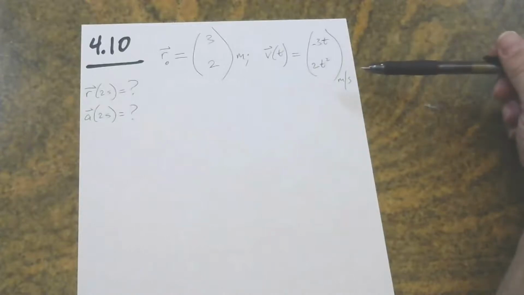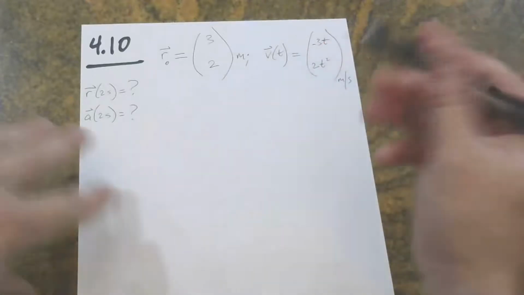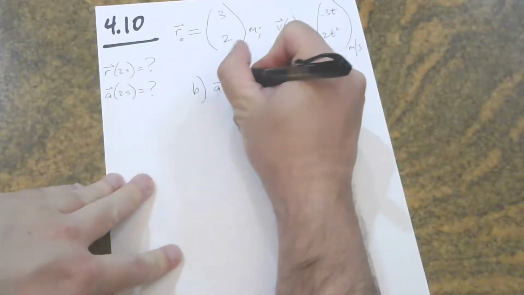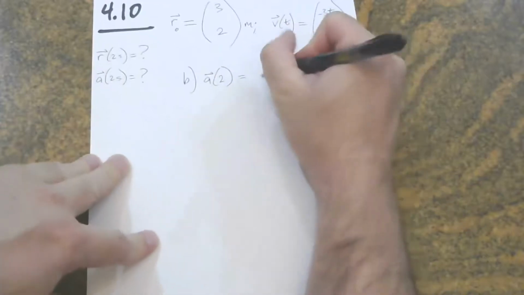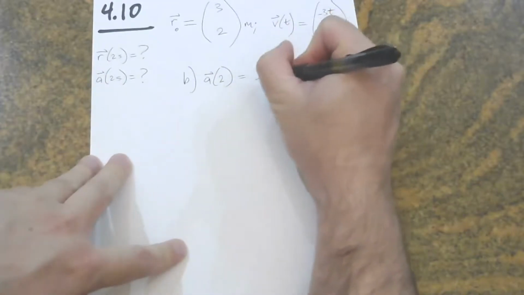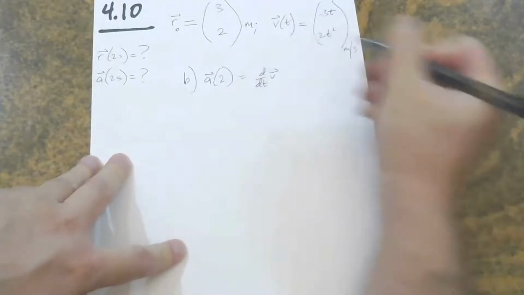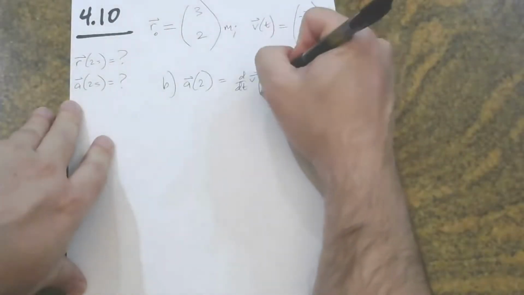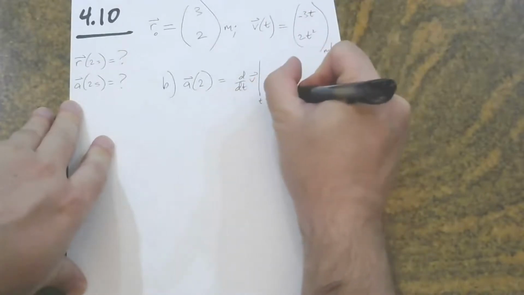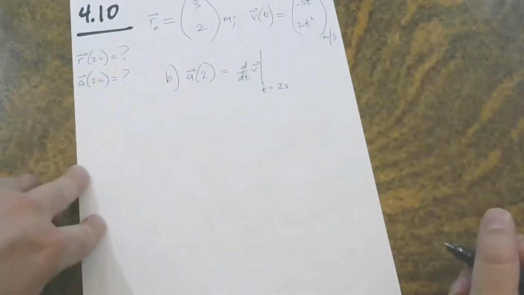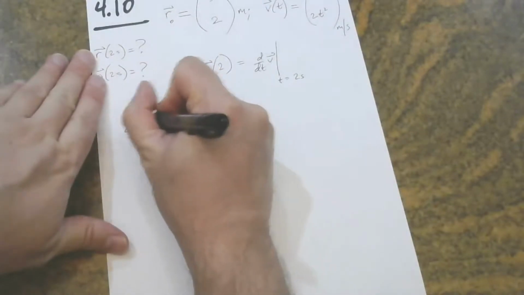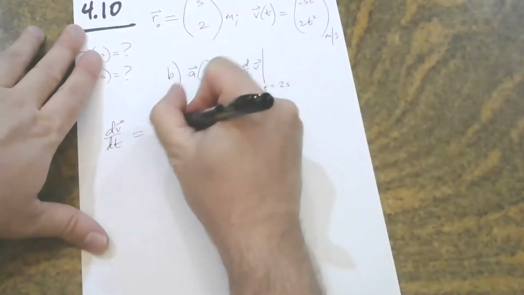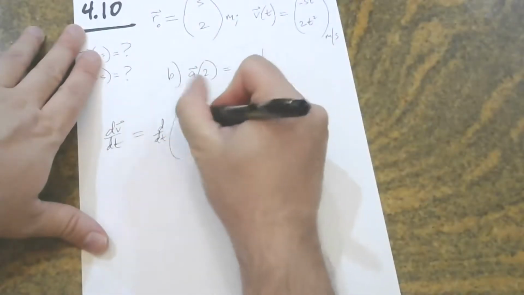You want to do the easy one first? Let's do the acceleration. That's actually part b. I'll do that first. So the acceleration at time 2 seconds. Well, that would be the time derivative of the velocity vector. And I'll go ahead and use this notation where you say evaluated at t equals 2 seconds. dv dt is, well, I suppose I could say, well, that's the time derivative of this vector.